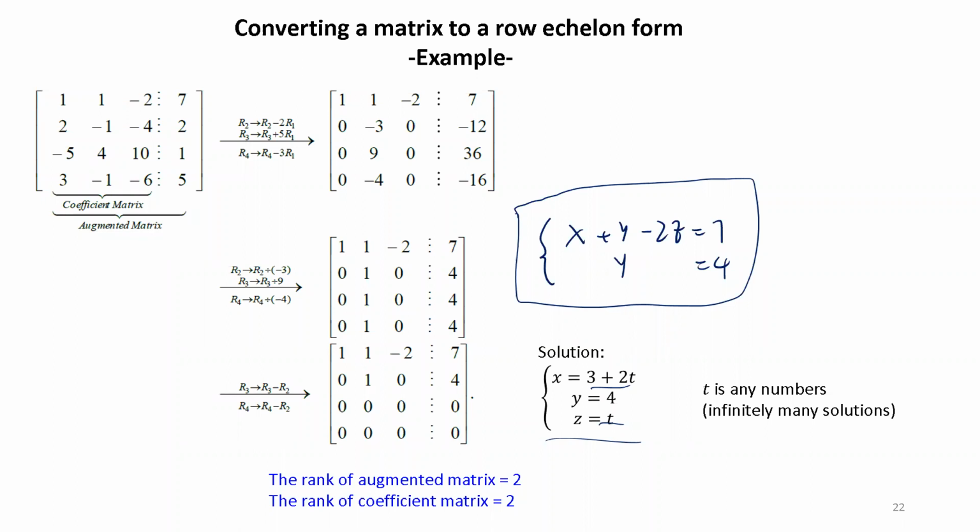So what it means is that at the end, if you go back to think about the row picture at the beginning, your solution is infinitely many points along a straight line in the 3D space.